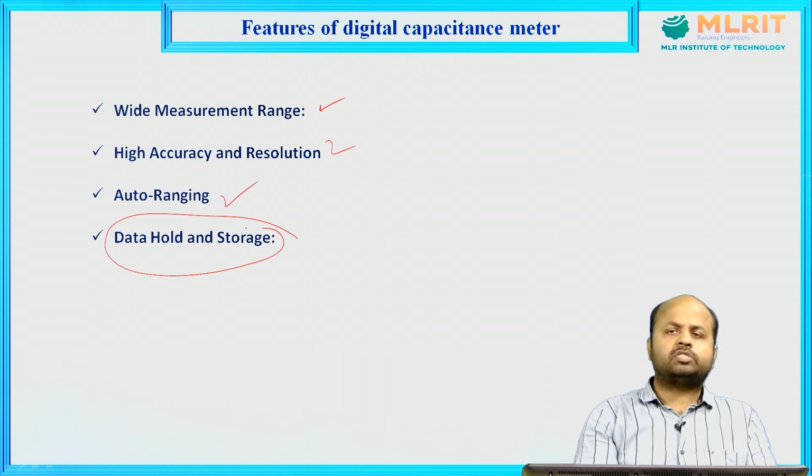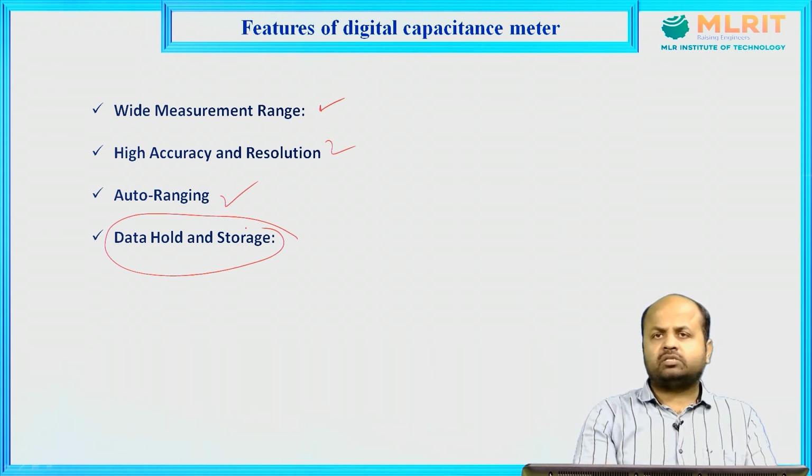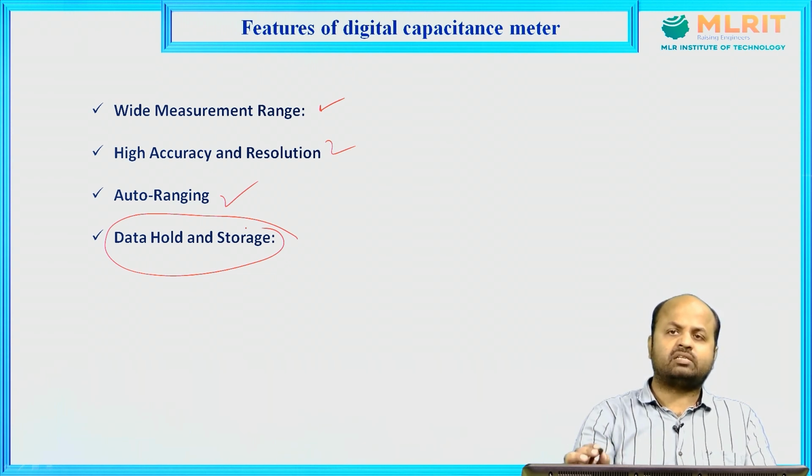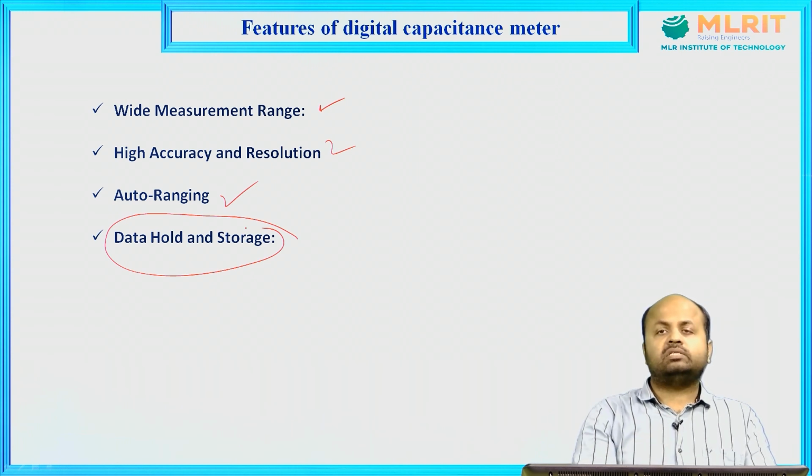So what have we studied today? What do you mean by a digital capacitance meter? What are the different methodologies for the capacitance meter? The first methodology is the time constant method, which is based on charging and discharging time of a capacitor. The second method is the bridge method. If you know these two methods, you can easily construct and design the digital capacitance meter.